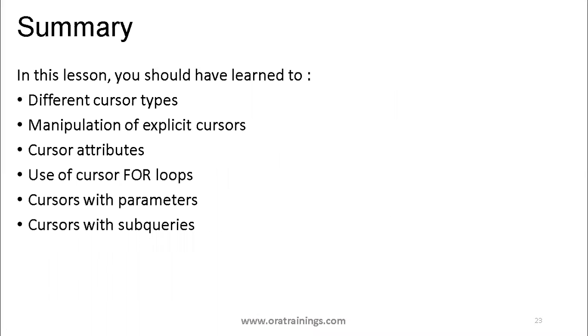Now coming to the last line, what all have we learned so far? We have seen the different types of cursor, the different cursor attributes, and how to use a cursor with different loops. Basically, we have seen two loops, a basic loop as well as a for loop. How do we declare a cursor with parameter, as well as how do we design a cursor with a subquery? Okay, thank you.